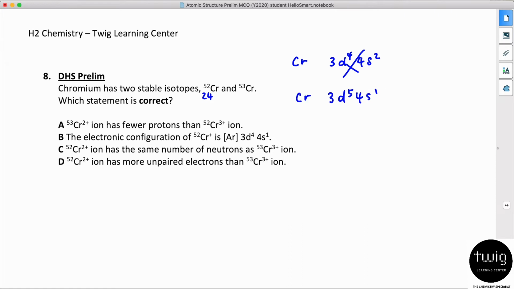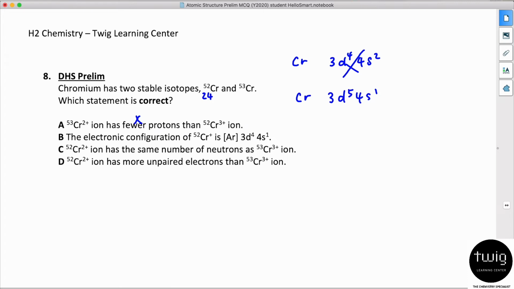Let's look at the options. Which of the following statements is correct? Chromium 2+ ion has fewer protons than chromium 3+. Chromium is still the same element, so this is wrong. They have the same number of protons, because protons define the element.